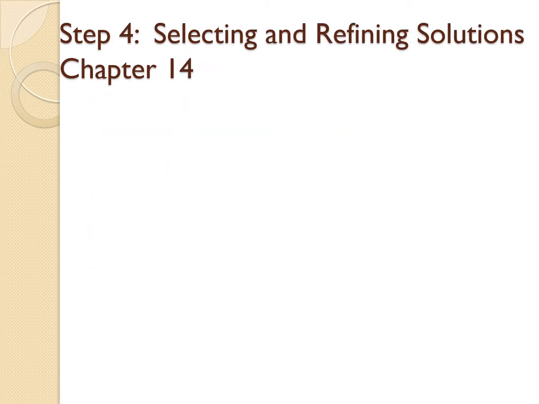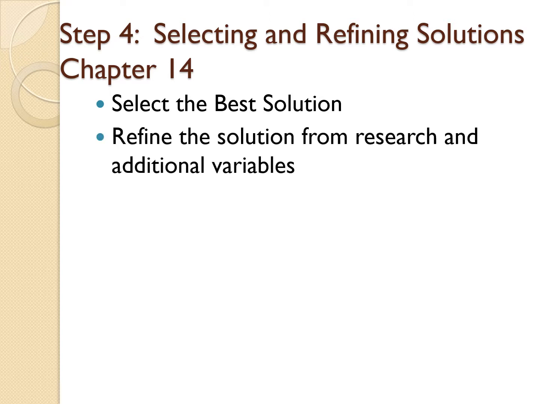So, as we have developed, we brainstormed some potential solutions in step number 4 of the engineering design process. Now we are selecting and refining the solution that we're going to choose. And again, this is from chapter 14 of our text. The first thing that we do in step number 4 is we start selecting the best solution that we're going to go with. And then we start to refine that solution based off of the research and additional variables that we've covered.